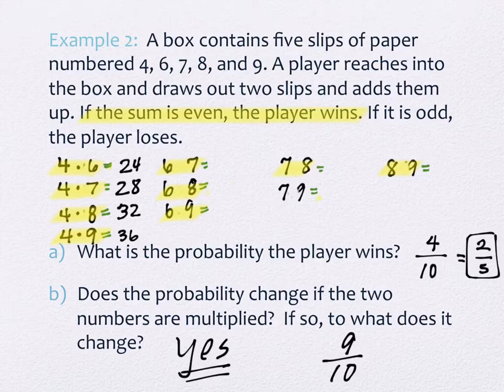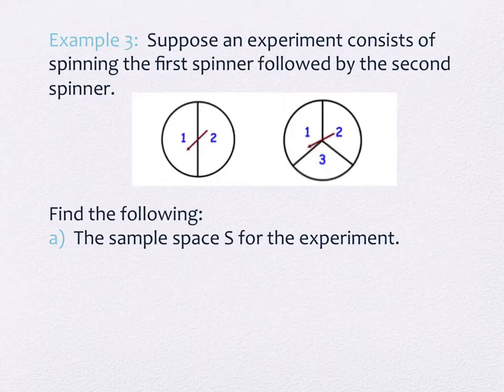All right. Let's do a spinner problem. Suppose an experiment consists of spinning the first spinner, followed by the second spinner. Find the following. A is the sample space for the experiment. So let's do this one out in a tree diagram so you can see how it works with an example like this. There again are other ways you could do it to show the work, but a tree diagram will work just fine.